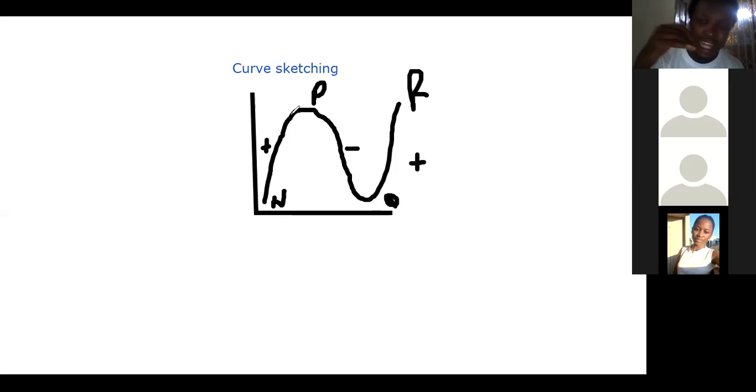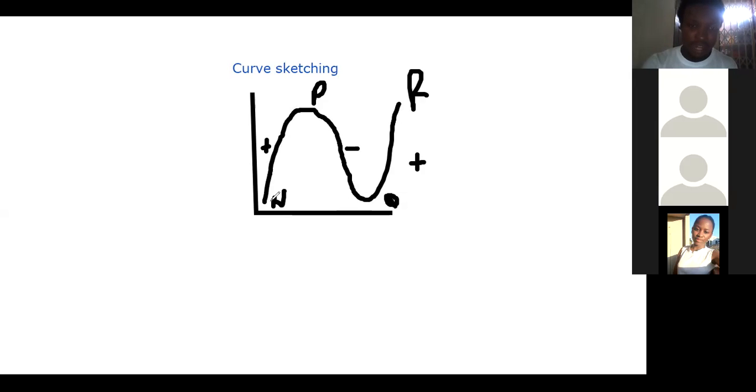Now, if dy/dx is less than 0, remember that dy/dx is the gradient, the changes in y over changes in x. If it is greater than 0, then it is climbing, and we are saying that the curve is increasing. If it is less than 0, then we are saying that the curve is decreasing. And so that is it.